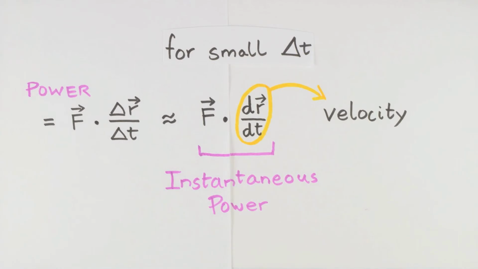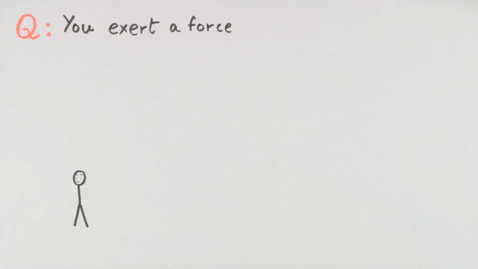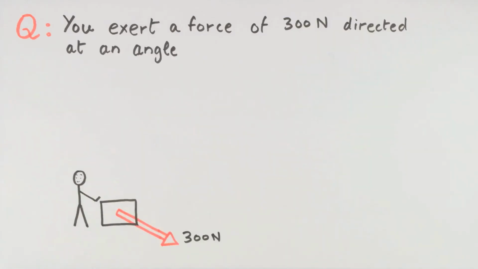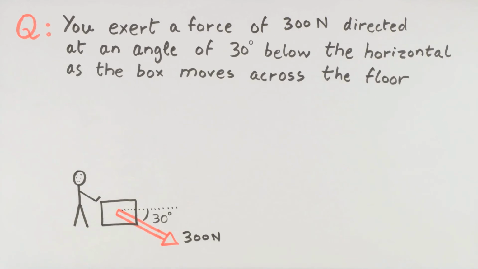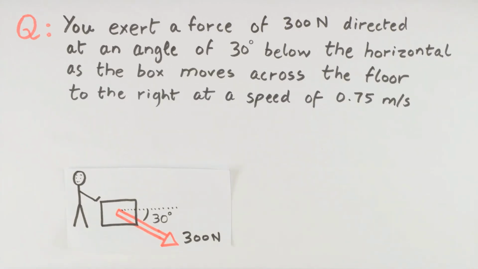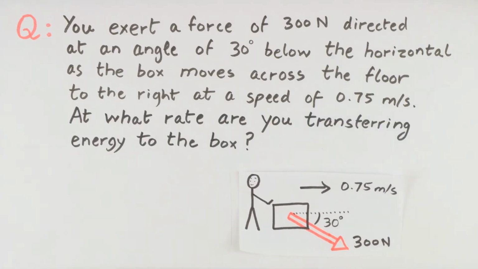Let's close this lecture by trying this example involving the concept of power. You exert a force of 300 newtons directed at an angle of 30 degrees below the horizontal as the box moves across the floor to the right at a speed of 0.75 meters per second. At what rate are you transferring energy to the box?